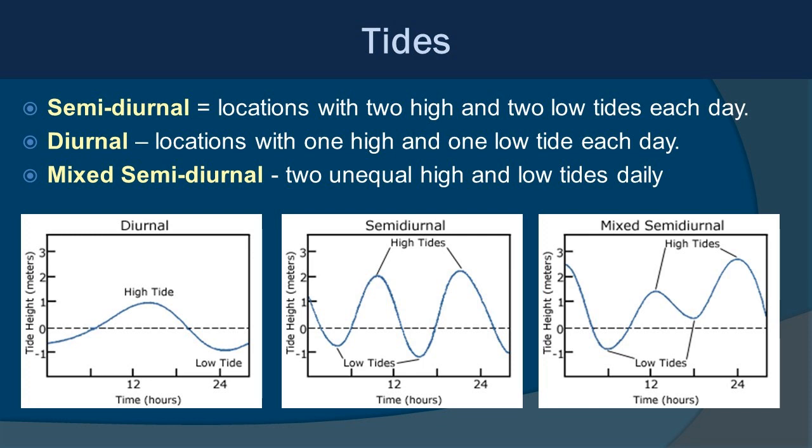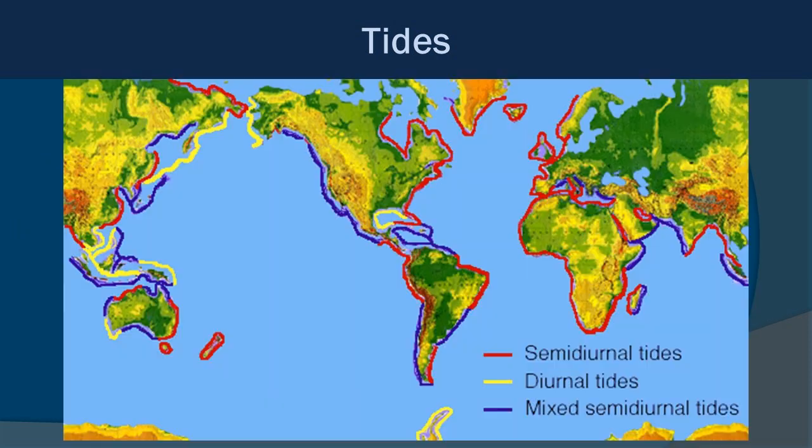Now, these patterns are represented in the graphs below, and if you ever pulled up a tidal chart, you'll probably notice some of these very similar types of tidal patterns and waves represented on the charts. Now, if you look at this map, you'll see the global distribution of semi-diurnal, diurnal, and mixed semi-diurnal tides. Now, you might wonder, why are there certain types of patterns in some areas and not in others? Well, I'll give you a clue.